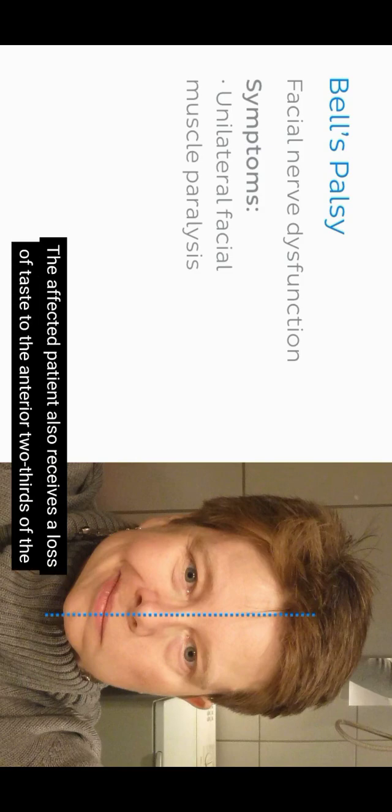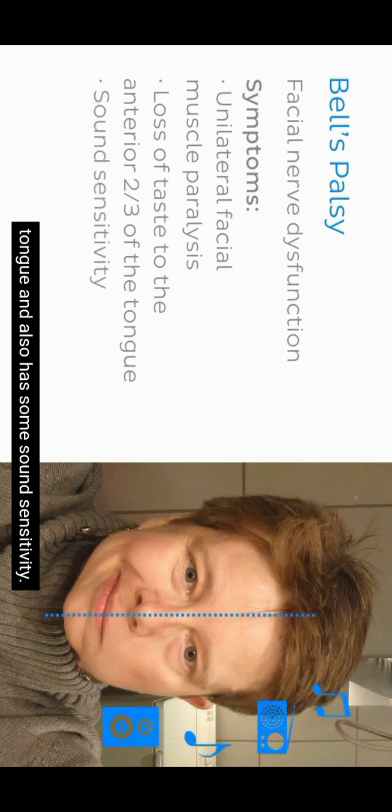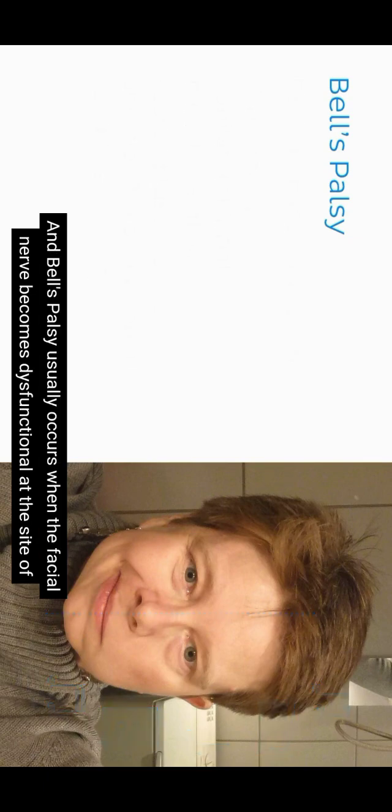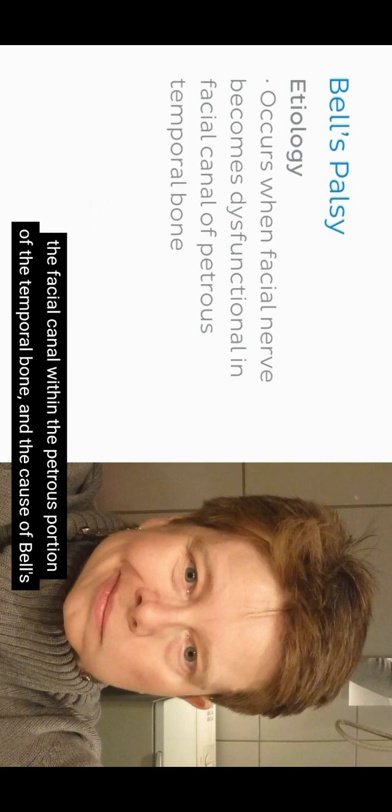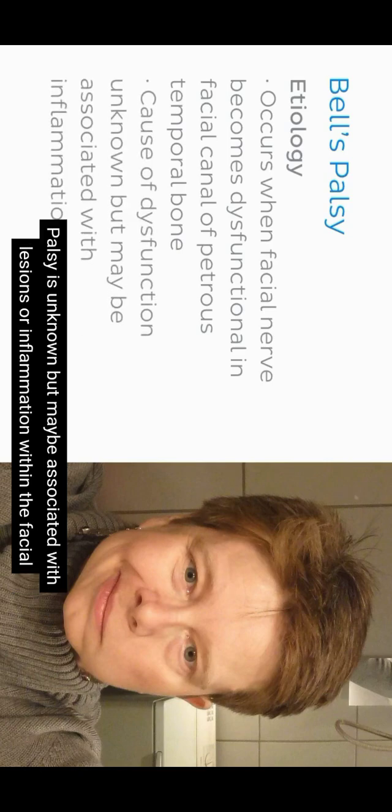The affected patient also experiences a loss of taste to the anterior two-thirds of the tongue, and also has some sound sensitivity. Bell's palsy usually occurs when the facial nerve becomes dysfunctional at the site of the facial canal within the petrous portion of the temporal bone. The cause of Bell's palsy is unknown, but may be associated with lesions or inflammation within the facial canal.